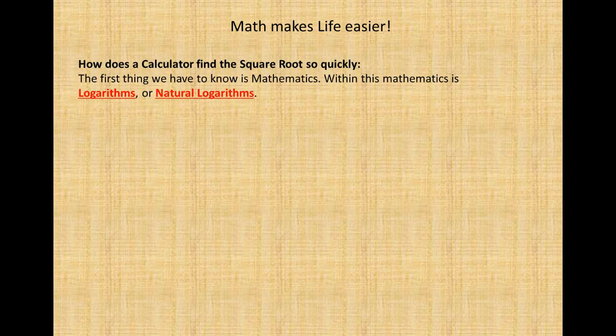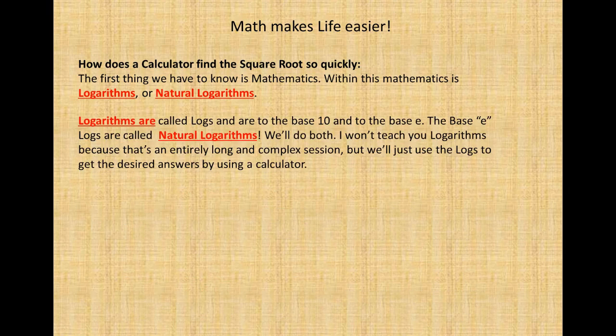How does the calculator find the square root so quickly? Well, the first thing we have to know is mathematics. Within this mathematics are logarithms, or natural logarithms. Logarithms are called logs and are to the base 10 and to the base e. The base e logs are called natural logarithms. We'll do both, but I won't teach you logarithms because that's an entirely long and complex session. We'll just use the logs to get the desired answers by using a calculator, and I'll show you a few tips.